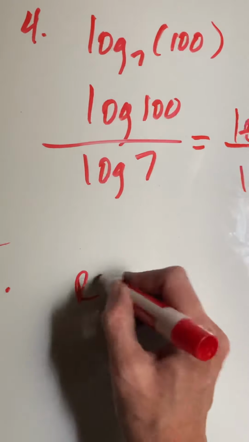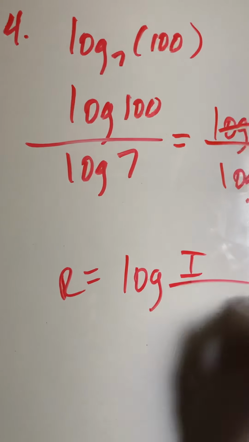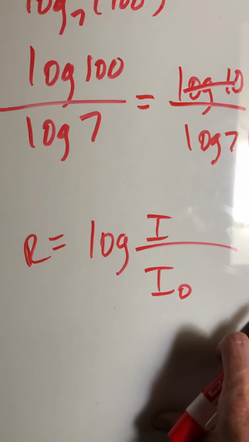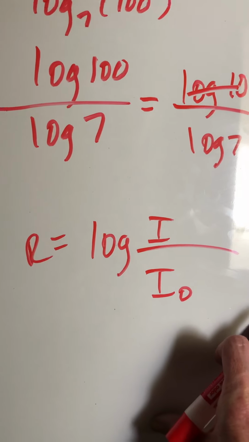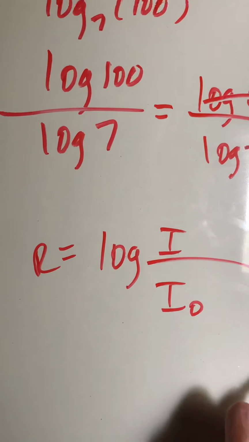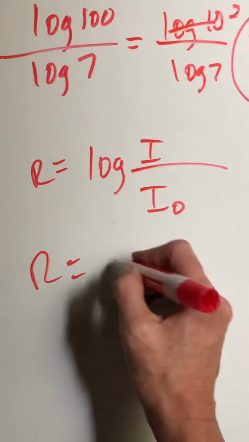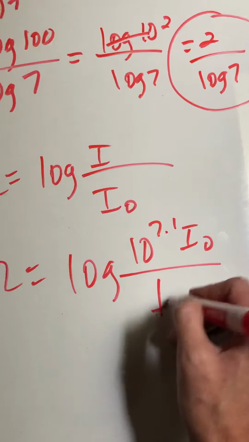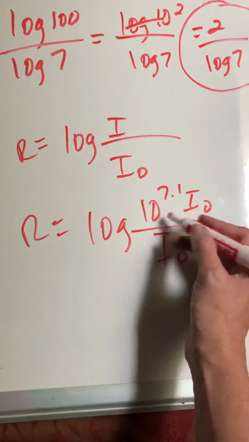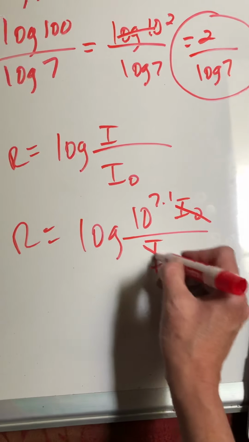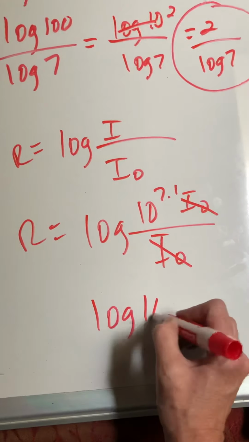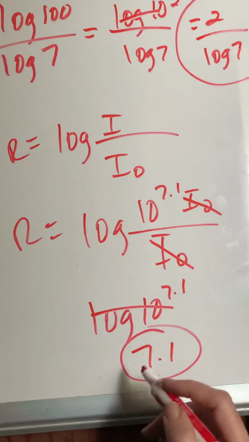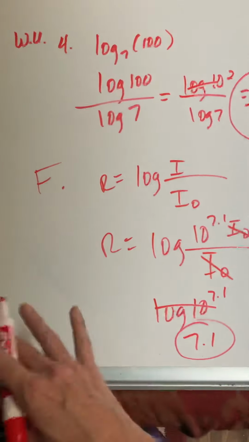the magnitude of an earthquake on the Richter scale is log of intensity over the initial intensity, I over I0, where I represents the intensity and I0 represents the intensity of a 0-level earthquake. In 1989, a California earthquake's intensity was 10 to the 7.1 times I0. So we want to evaluate R. The intensity was 10 to the 7.1 times I0 over I0. That's what they gave me. So what happens to the I0s? They cancel. So I've got log base 10 of 10 to the 7.1. That cancels, leaving 7.1. That's the intensity. That's how F works. So I've shown you how F works.